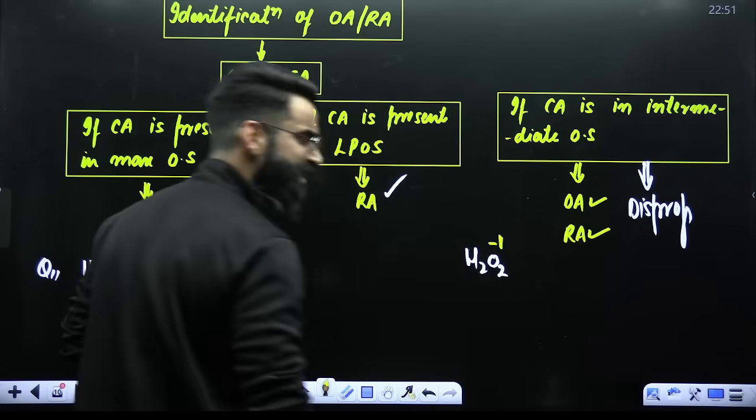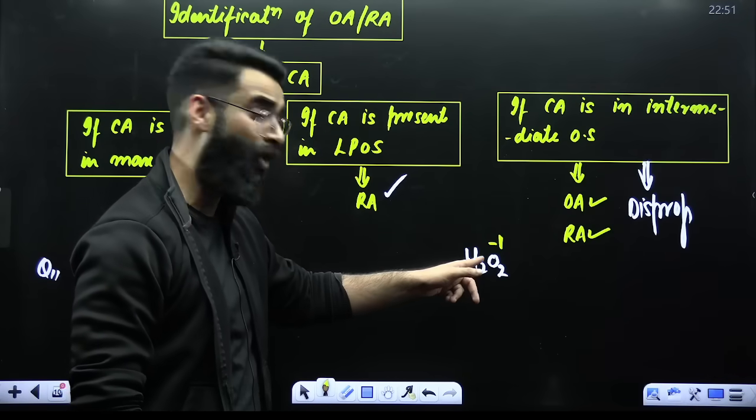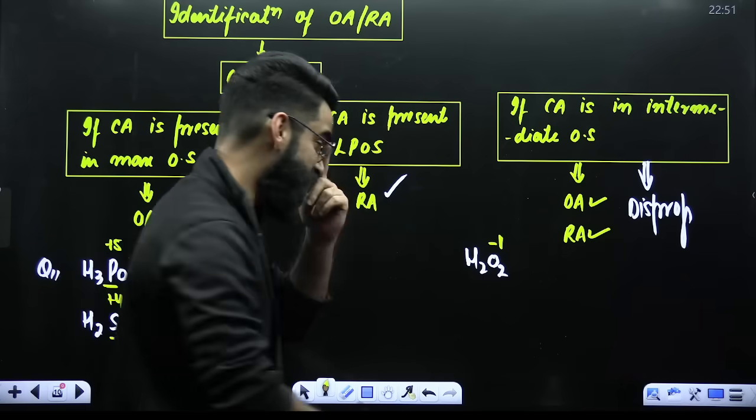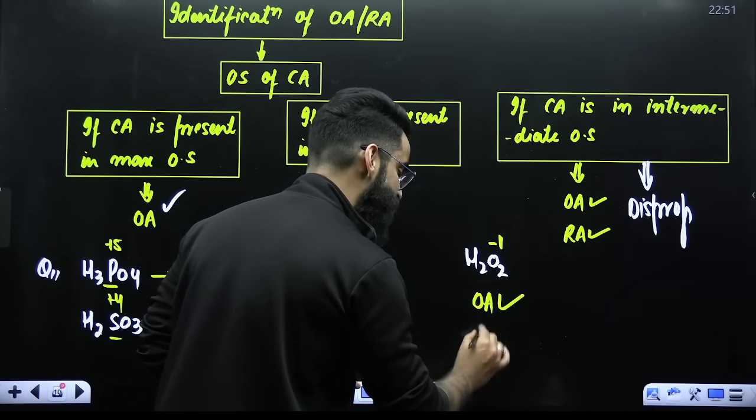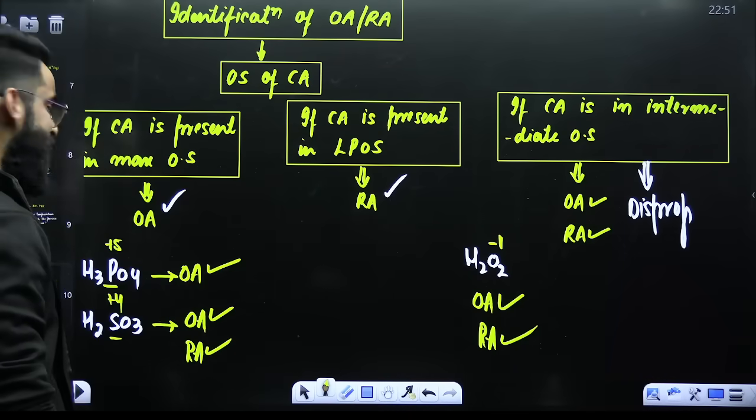H2O2. Oxygen here is in -1 oxidation state, right? So again, oxygen is present in intermediate oxidation state. It can increase as well as decrease its oxidation state. So it has got the dual nature. It is going to behave both like an oxidizing as well as a reducing agent, right?